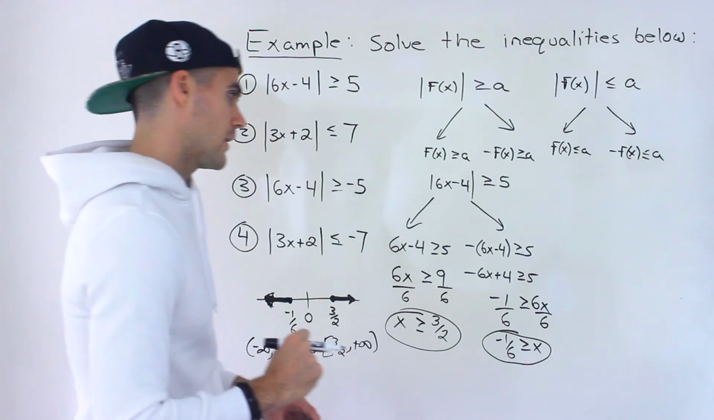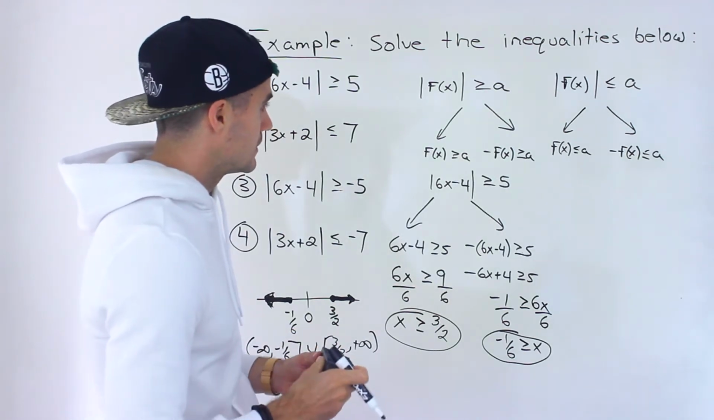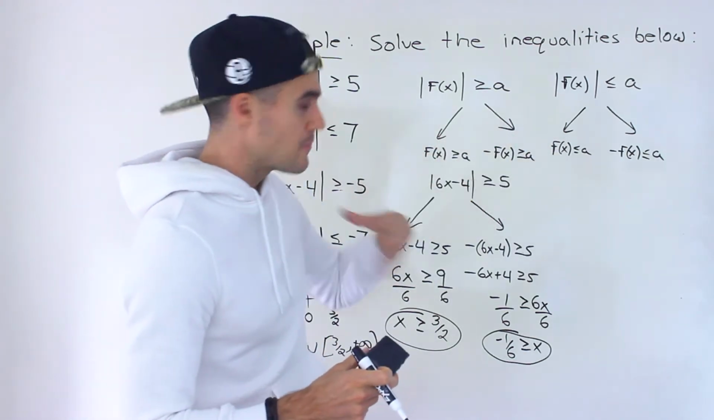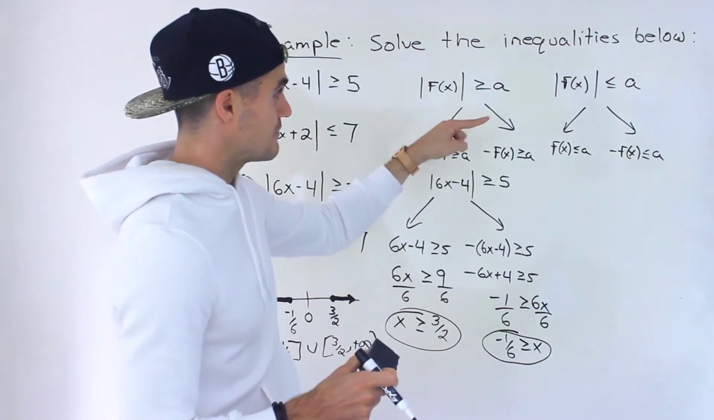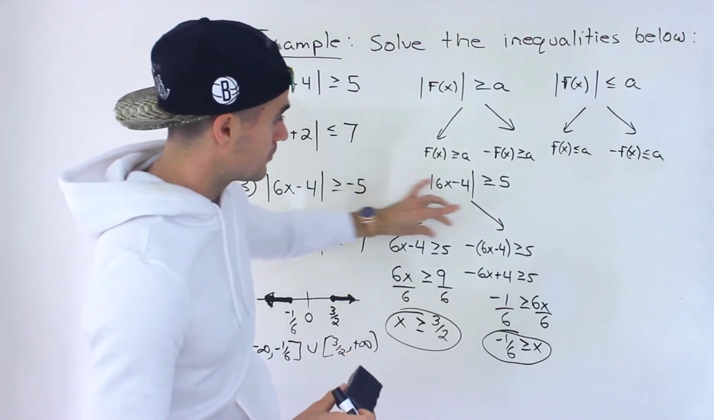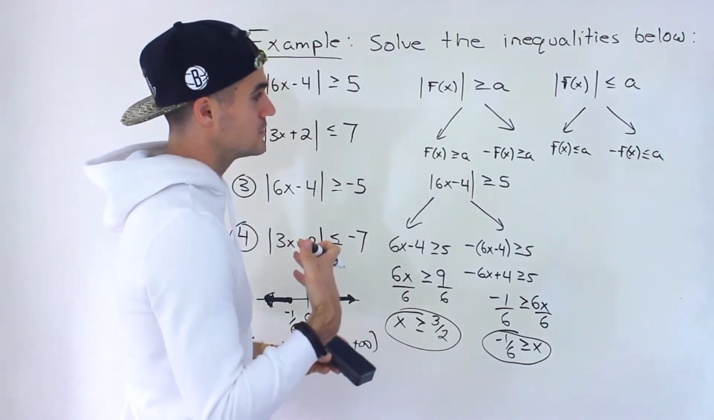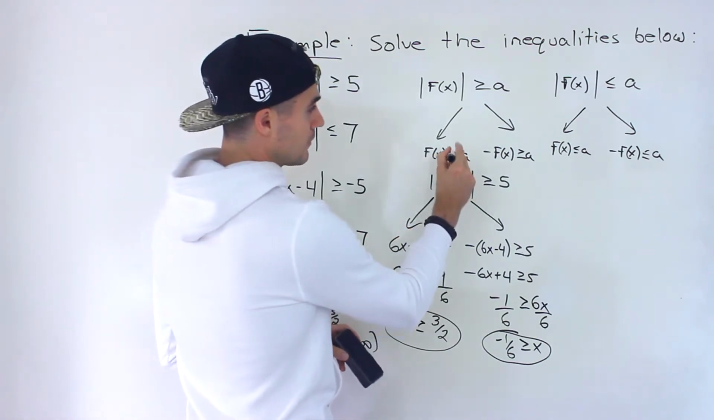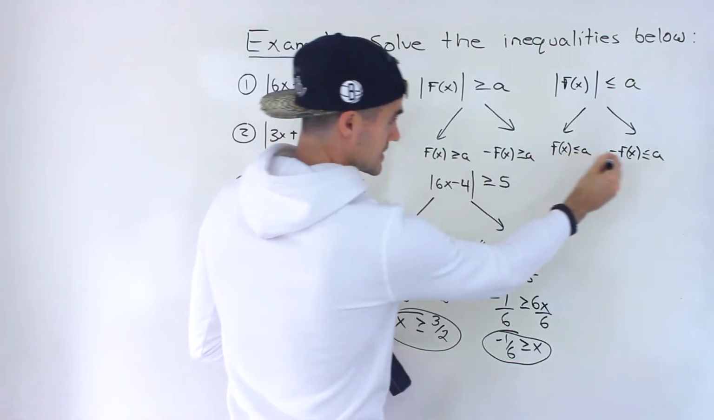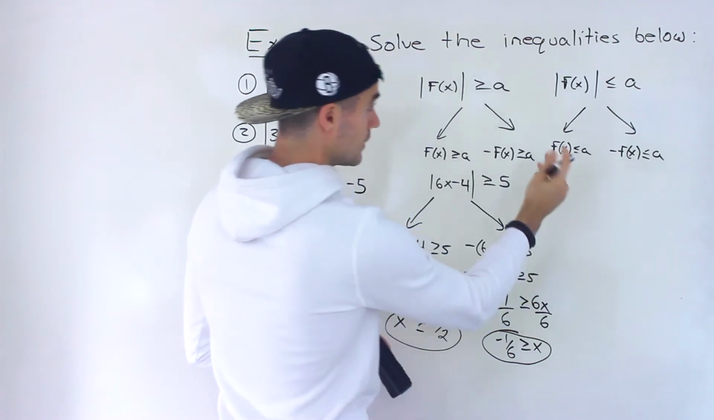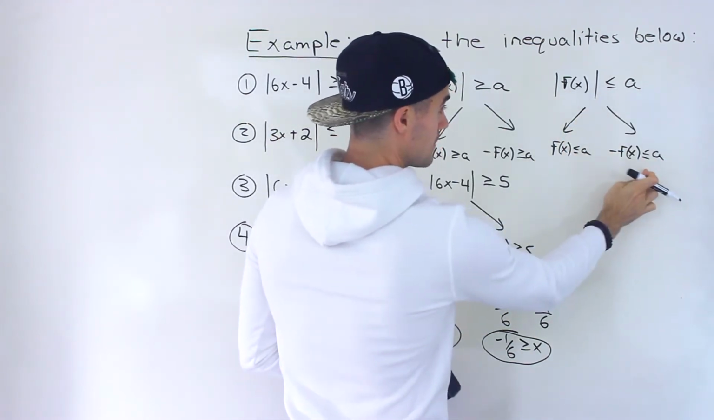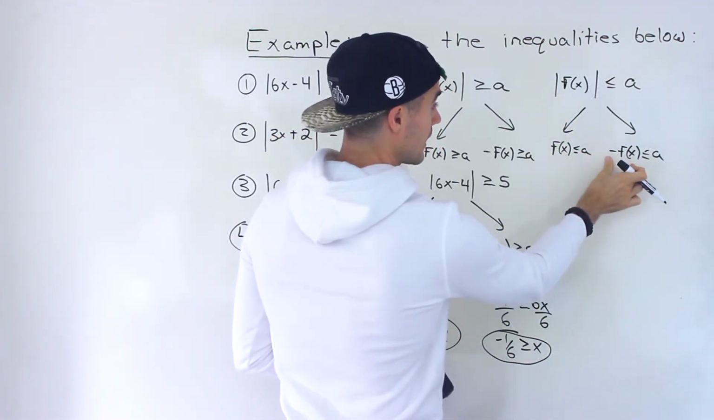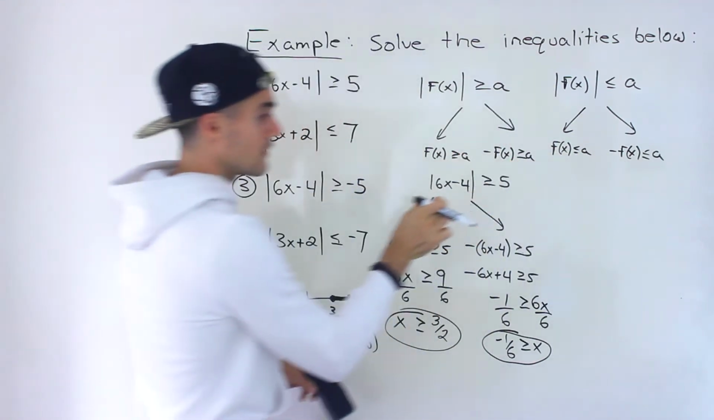Now, what I want to mention here is that this is the way that I personally do it. If that a value is positive, I just split it up like this, because the reason why I like to do it is because I don't have to worry about flipping this sign here, right? Notice that the sign is staying the same. All we're doing is we're putting an f of x and a negative f of x, an f of x and a negative f of x.